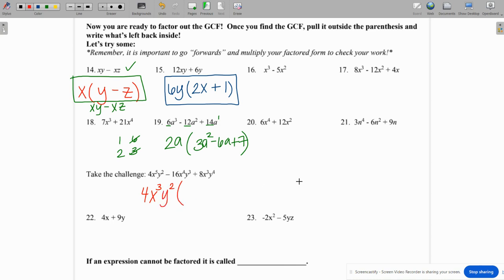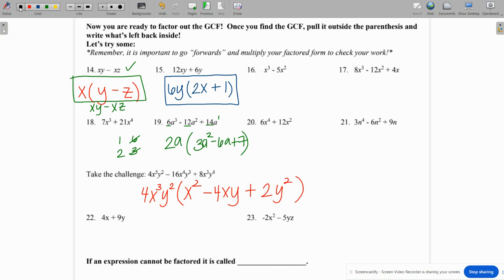In the parentheses, we will have 3 terms. 4x cubed y squared times what is 4x to the 5th y squared? We just need to multiply by x squared. And then it's going to be minus 4 times, we need an x and we need a y. And then plus 2 times, we have all of the x's. It looks like that needs to be y squared.